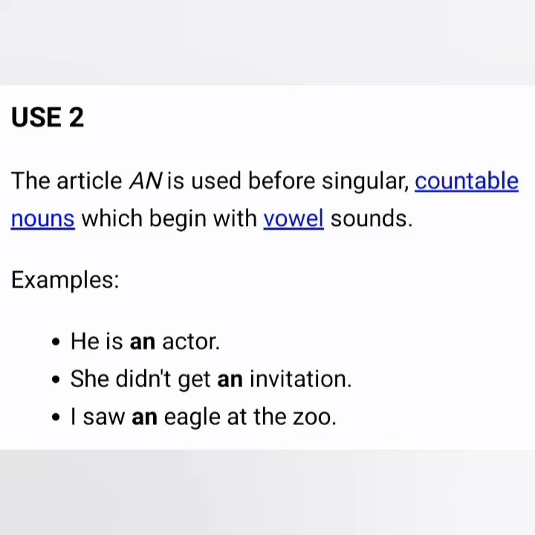Next, use 2. The article an is used before singular countable nouns which begin with vowel sounds. Example: he is an actor. She didn't get an invitation. I saw an eagle at the zoo. Here, an actor, an invitation, an eagle, these are vowel sounds.